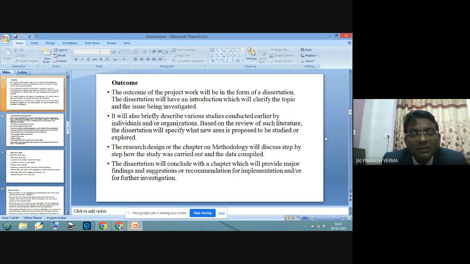The research design is also important because the methodology part is very, very important in research. We'll discuss step by step how the study was carried out and data compiled. Basically, all types of techniques and tools must be discussed in research methodology: sampling method, universe, and sample. All these things must be discussed in methodology. So important are the introduction, literature review, and third, methodology. The dissertation will conclude with a chapter which will provide major findings and suggestions. Finally, the findings, what you have found in your research, and what you suggest for the government or policy makers, recommending that they involve all these points in the formulation of policy.